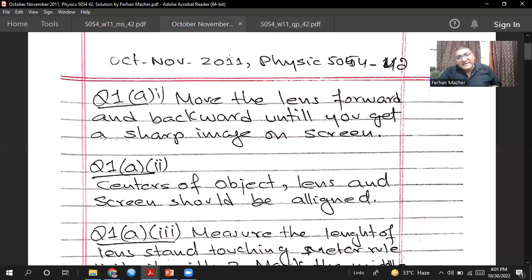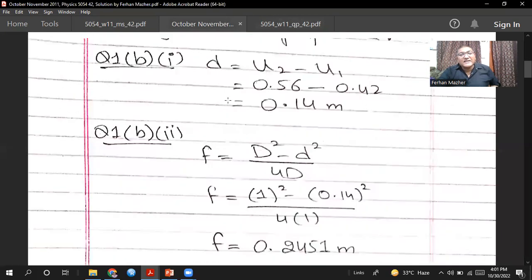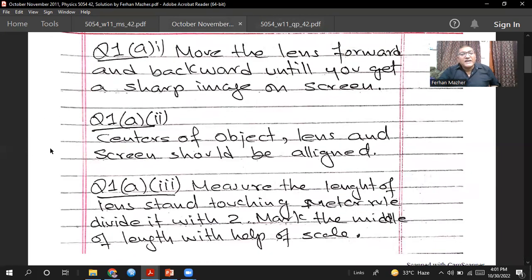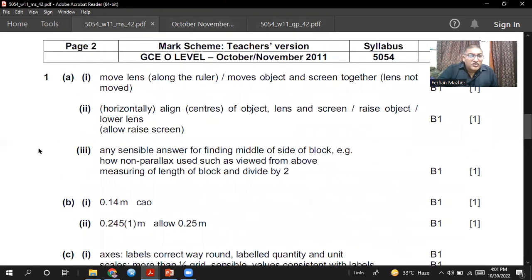So this is the idea. My answer is to measure the length of the lens stand touching the meter rule, divide it by 2, and mark the middle of the length with the help of the scale. So by using a scale, mark the middle point of that edge of the stand, which is along the meter rule. So let me show you the marking.